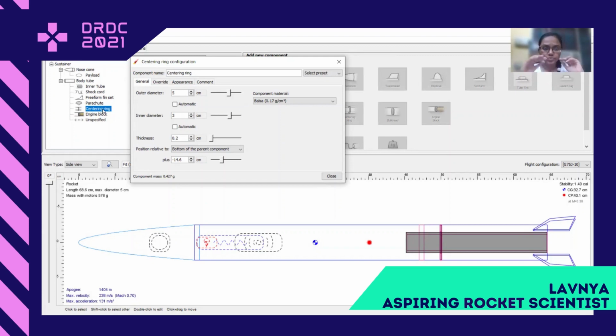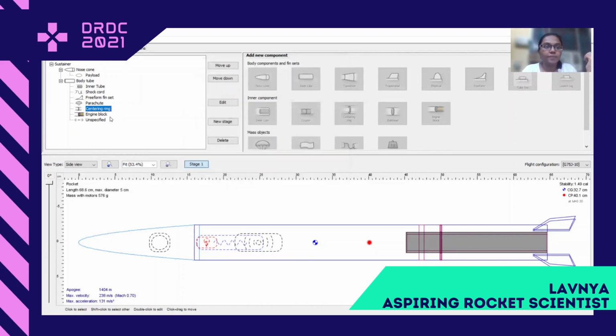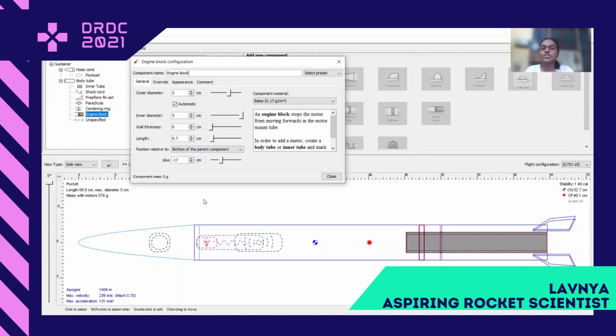All the other presets and settings were done based on the stability and apogee, which I was checking throughout my process of designing this model rocket. The engine block is just a thing to stop my motor moving forward. For this I have also given the component balsa. As I said, balsa is the most common material we come across for most component materials used in model rocket designing.